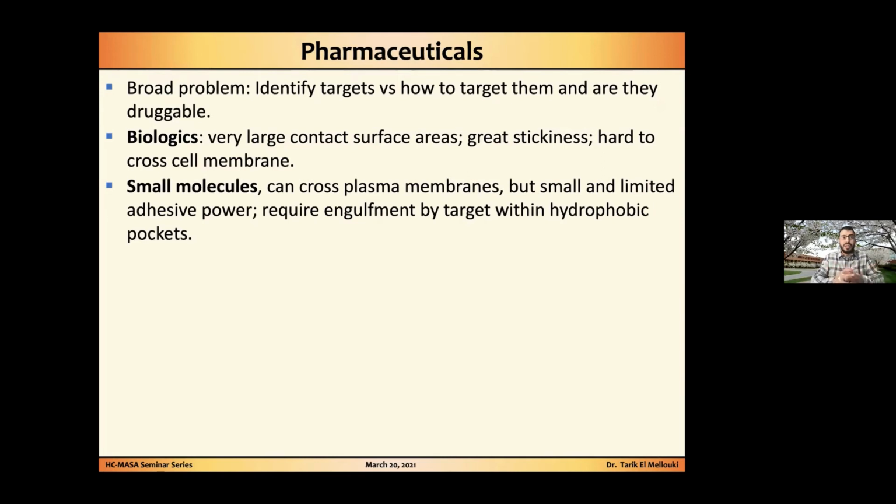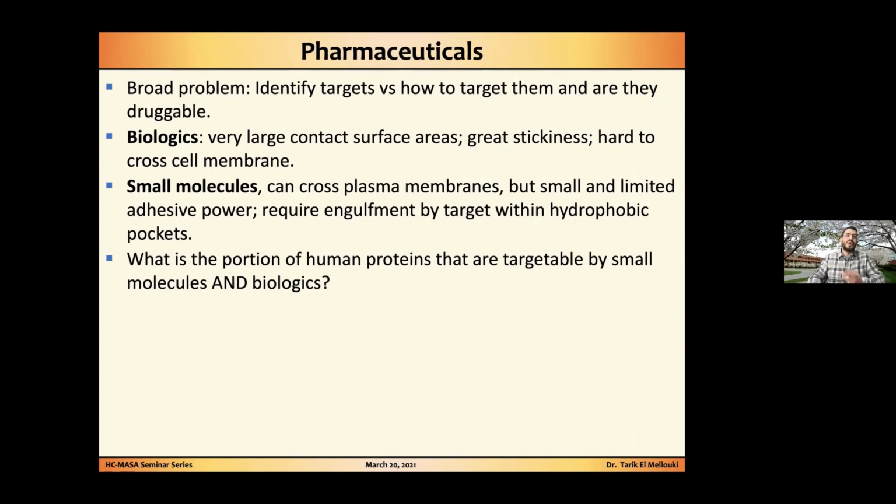And then the other category is small molecules. These are the older type of drugs that are used, and they have the advantage of being small. They can cross the plasma membrane, but because they are small, they have limited adhesive power, so it's very difficult for them to stick to the target. It can take a very long time to screen through different small molecules to find ones that have a high affinity for the target itself.